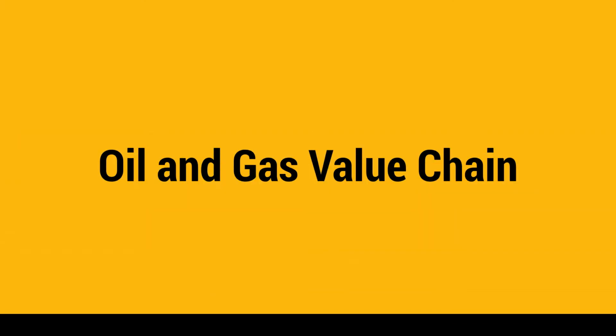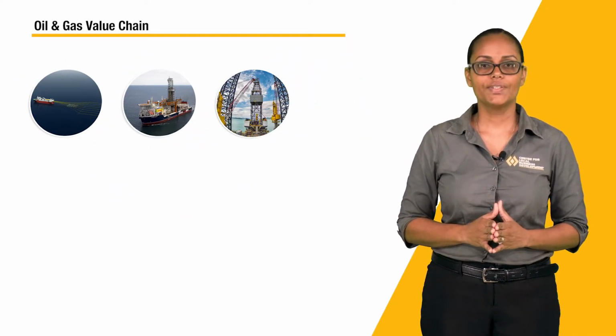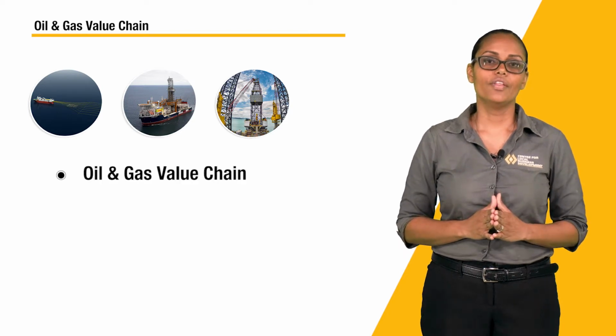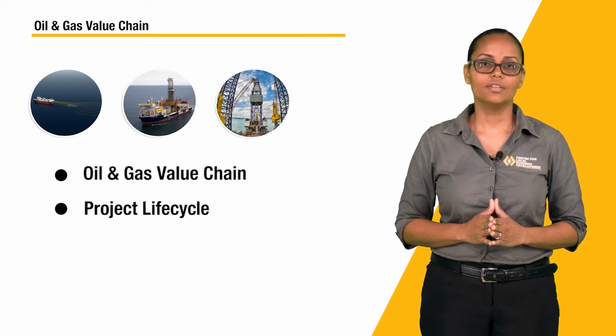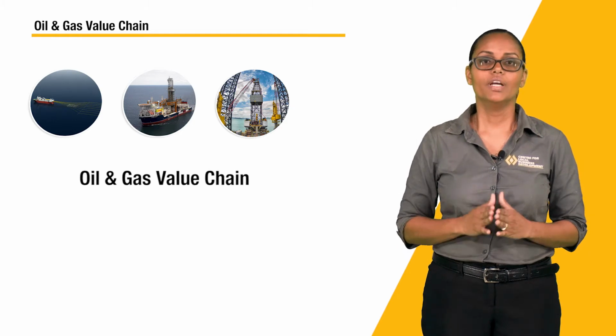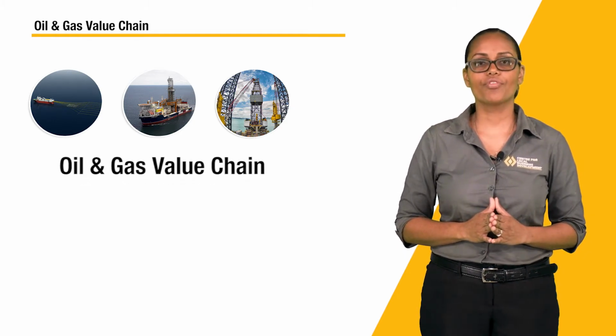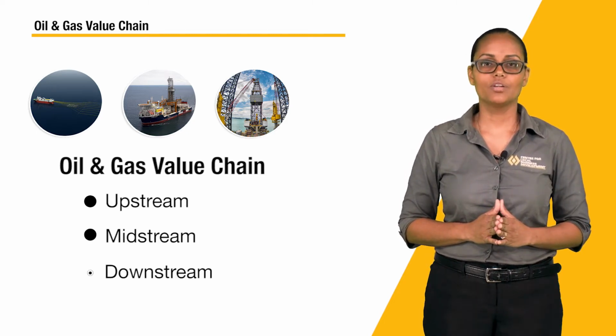First, let's look in detail at the typical project's life cycle in the offshore oil and gas industry. As we go through the material, you will gain a better understanding of the oil and gas value chain, a typical project's life cycle, and opportunities for your business. The oil and gas value chain has three main segments: upstream, midstream, and downstream.